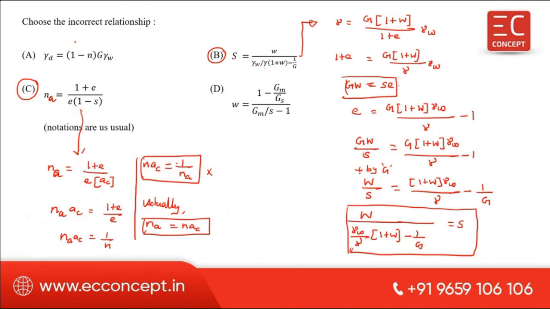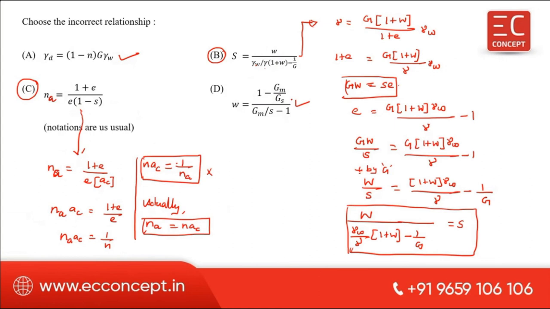The formula for gamma d is (1 minus n) into G gamma w, and w is equal to the ratio of mass specific gravity divided by specific gravity of solid, divided by mass specific gravity divided by degree of saturation, minus 1. These two are the statements which are correct. So answers B and C are incorrect.